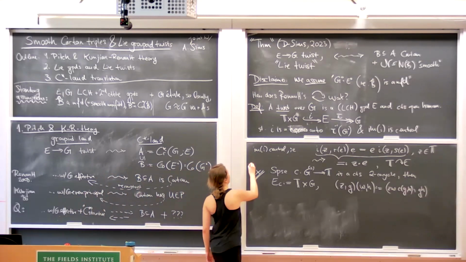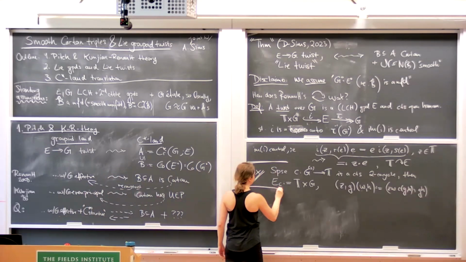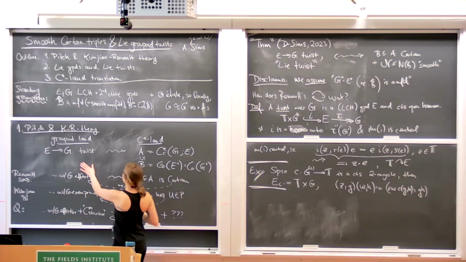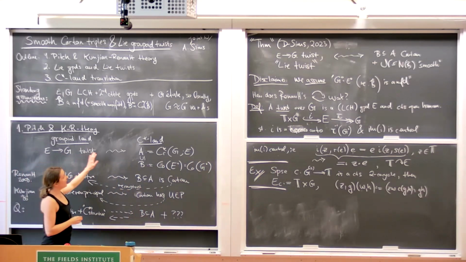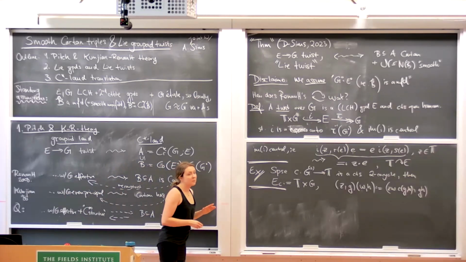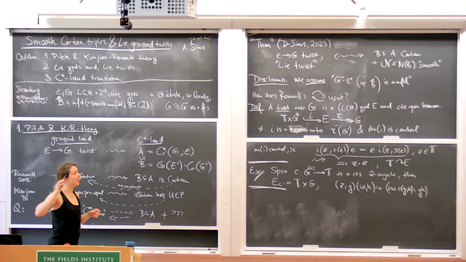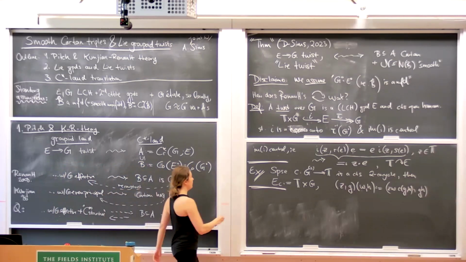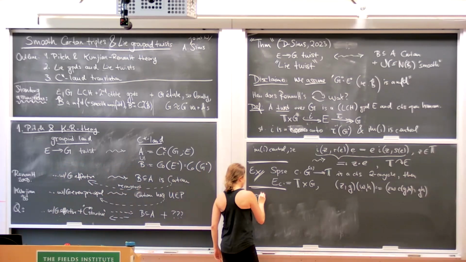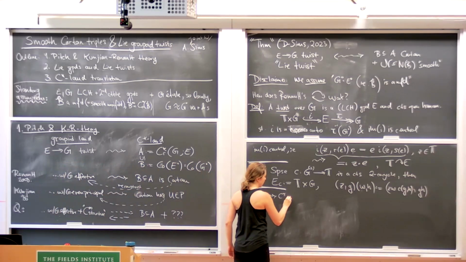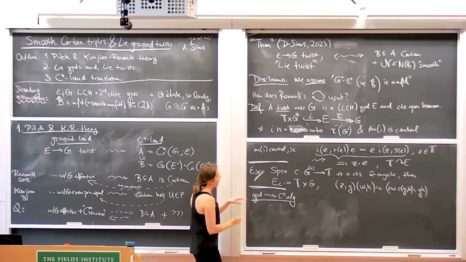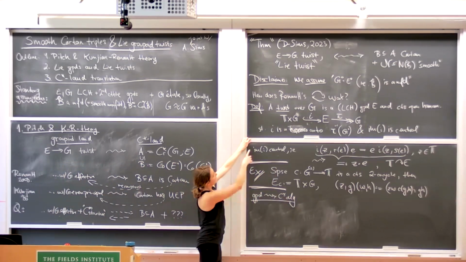Now, why do I care about this? Well, as I mentioned here, from such a thing, I can build a C-star algebra. And this was alluded to in Tristan's talk and other talks as well. So we now go from groupoid to C-star algebra, and not in the cocycle setting, but in the general setting where I have my twist.